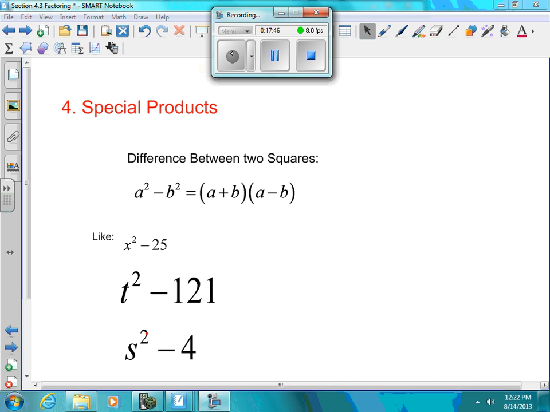A squared minus b squared. Two terms being subtracted. A squared minus b squared, well, we can factor it into a plus b times a minus b. The key is these two terms, the a squared and b squared, they have to be perfect squares. They have to be something that when you square root it, it comes out to a nice number, not 2.85756, some irrational number.